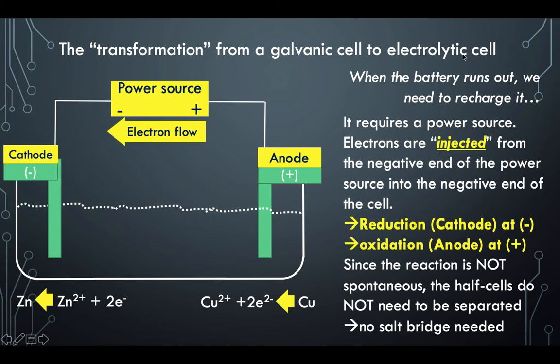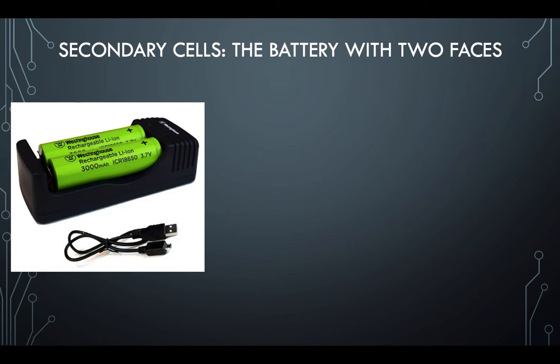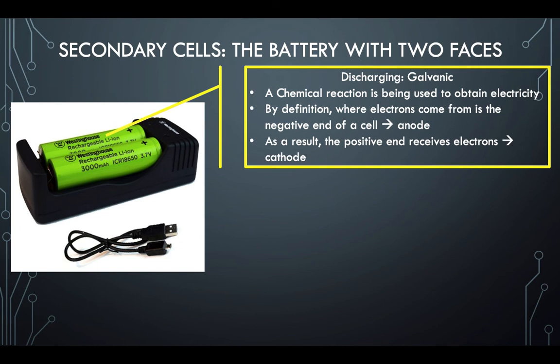So an electrolytic cell turns electrical energy back into chemical energy. Okay? So all the batteries in your phone and in your laptop are secondary cells. Secondary cells means the battery can be recharged. So it is literally a battery with two phases. One phase is when it acts as a galvanic cell. So that's when it's discharging. During discharging, it acts as a galvanic cell, and we utilize a chemical reaction to obtain electricity.